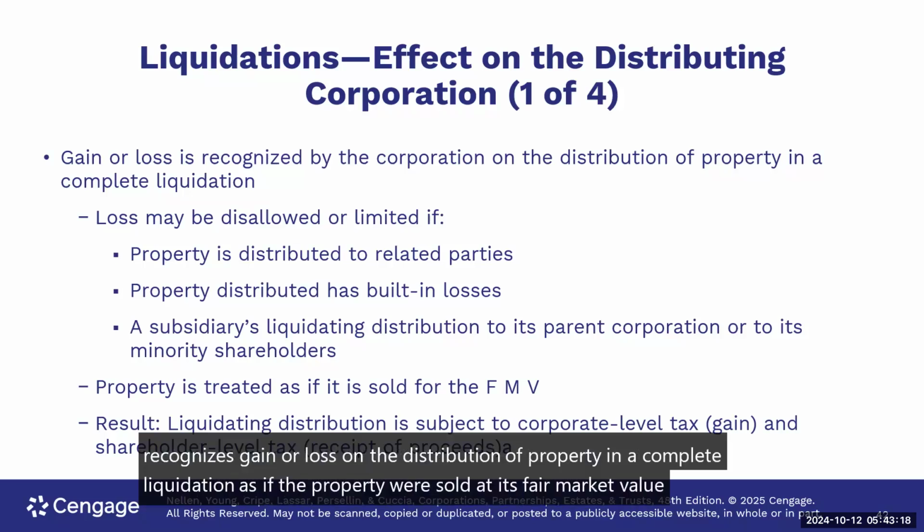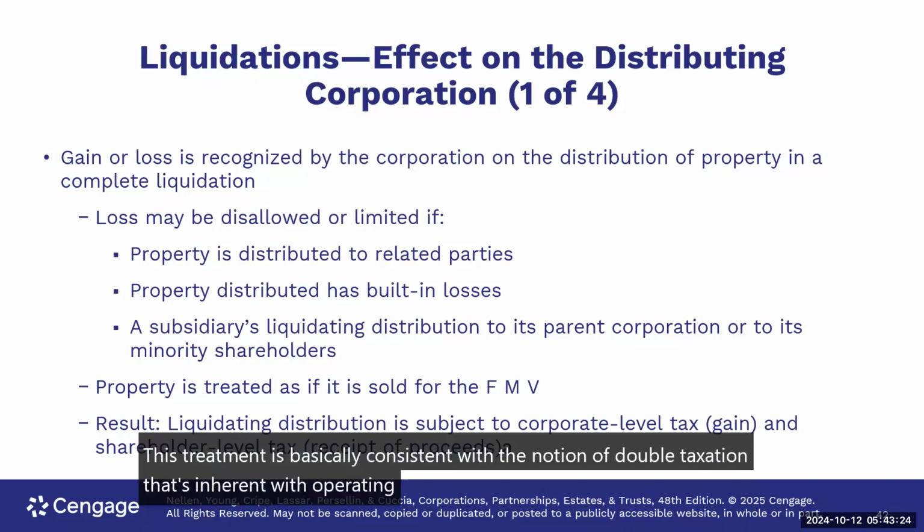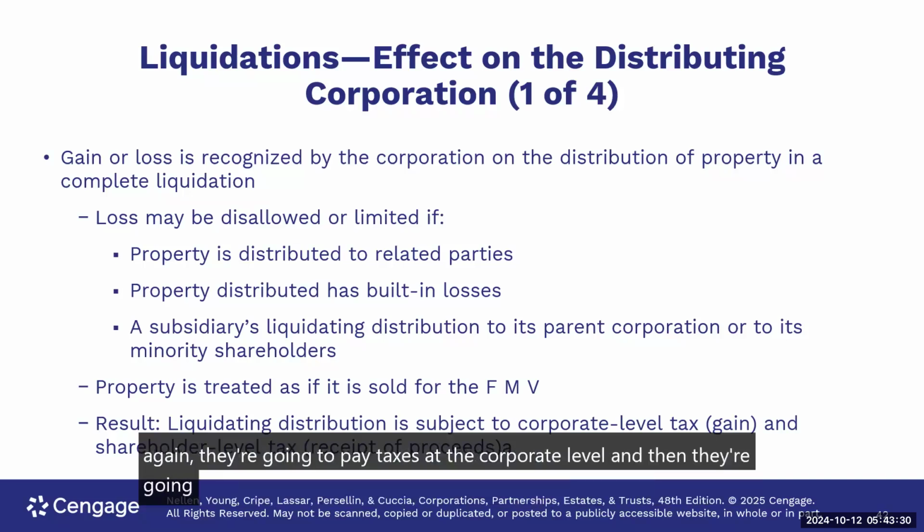This treatment is basically consistent with the notion of double taxation that's inherent with operating a business as a C corporation. Because again, they're going to pay taxes at the corporate level, and then they're going to pay taxes again at the shareholder level.